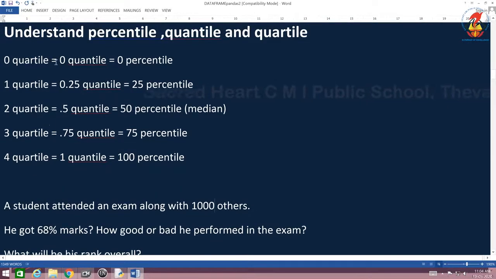0 quartile equals 0%. 100 percentile means you have 4 quartiles. It means you are dividing the whole lot into 4 groups. 75 percentile means you are dividing the whole; if 75 people are there, you are dividing it into 3. And if 50 percentile is there, you are dividing into 2. Like that, you can divide your whole group into sections.